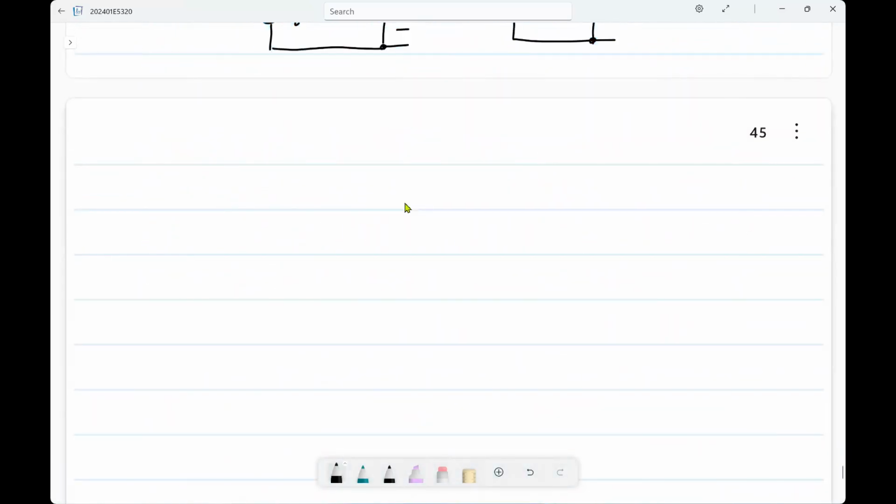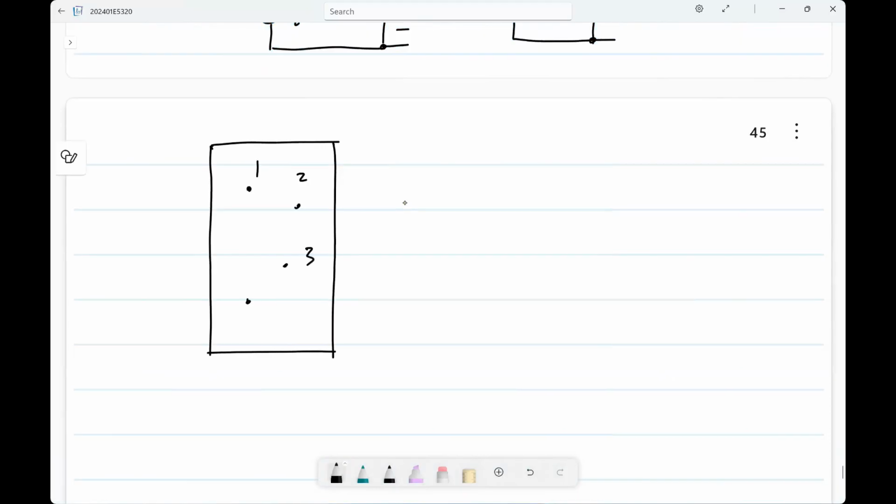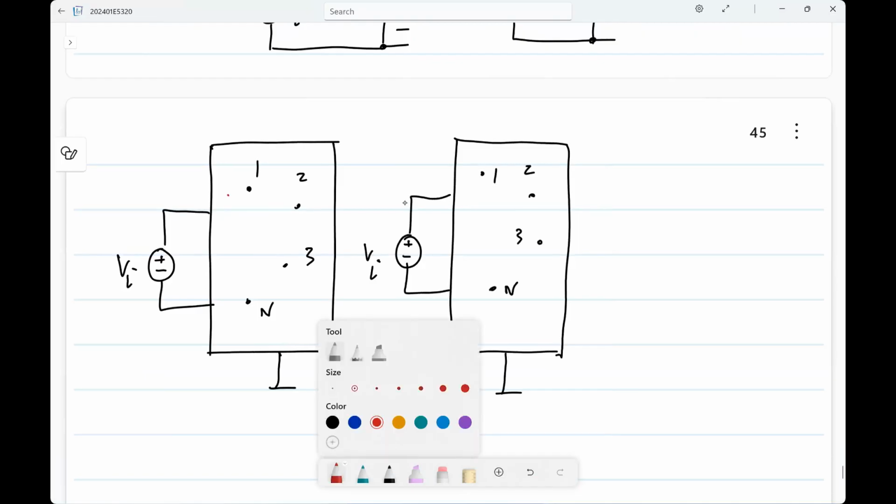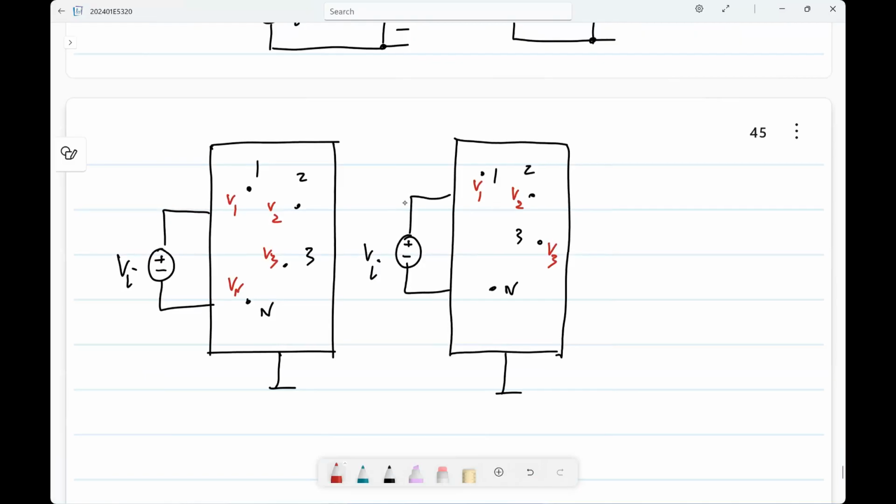Okay. So if I have two circuits, some nodes, and I have some voltage input Vi, and each of them will have, let's say, some reference node as well. So these will have, let's say, voltages V2, V3, Vn, and this will obviously have exactly the same values, right? We are not talking about noise now.